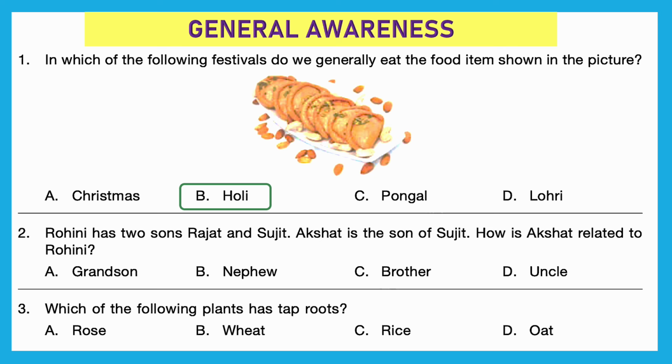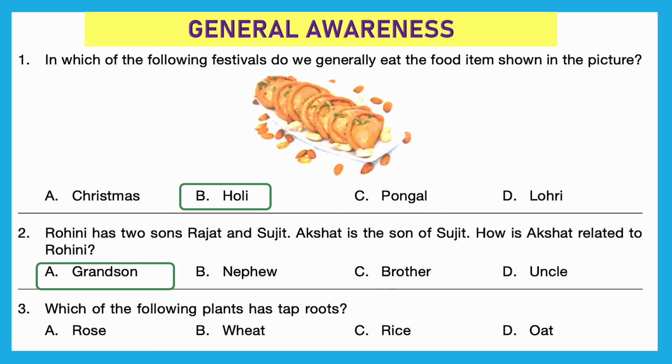Question 2. Rohini has two sons, Rajat and Sujit. That means Rohini is the mother of Rajat and Sujit. Akshat is the son of Sujit. And what does it mean? That Rohini has a grandson. How is Akshat related to Rohini? Option A, grandson, is the right answer.